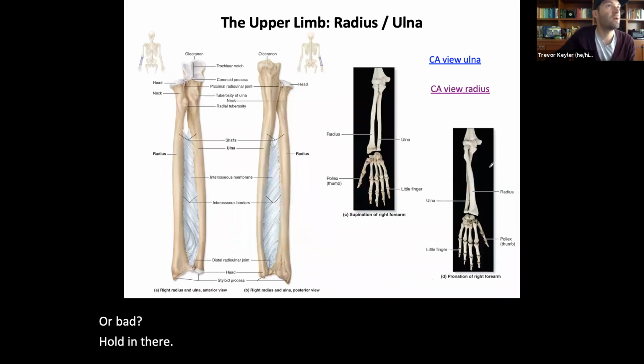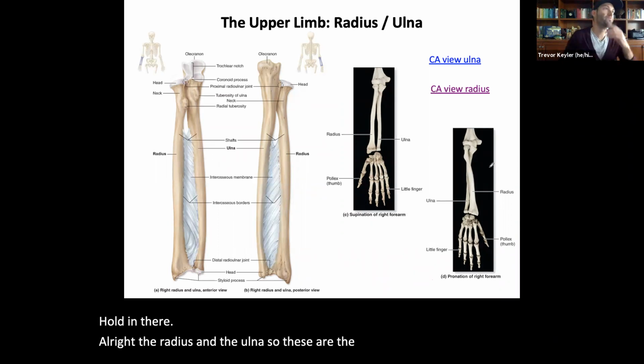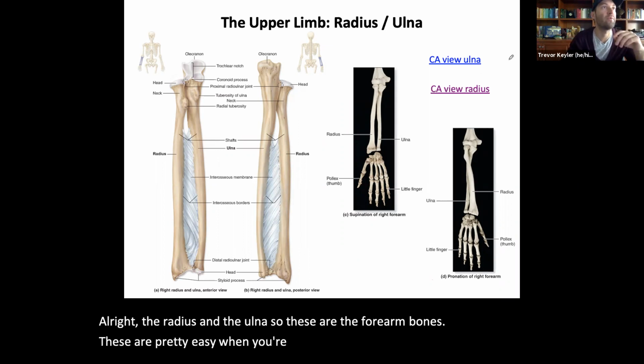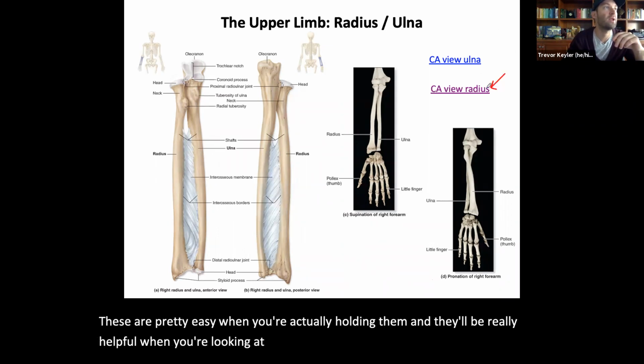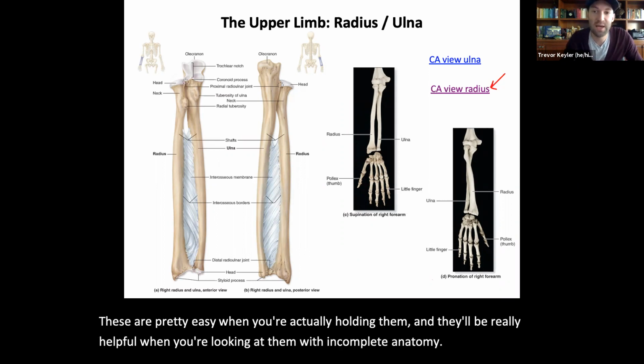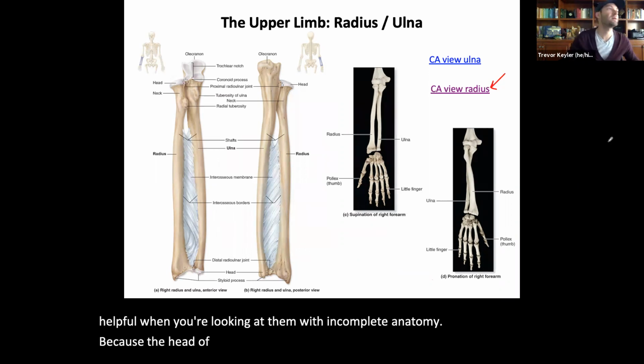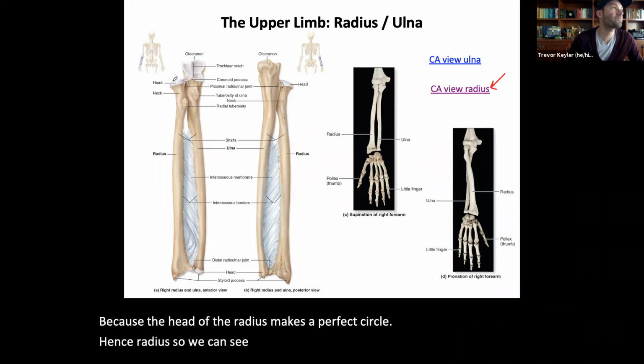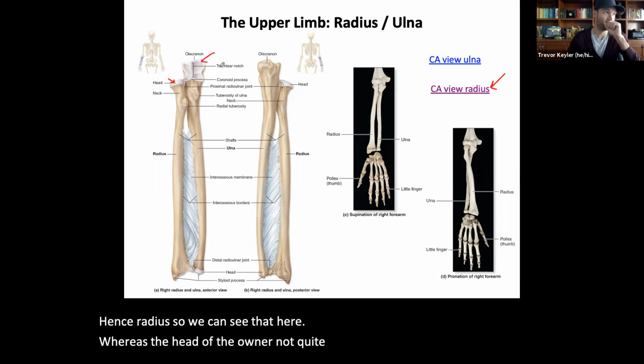All right, the radius and the ulna. These are the forearm bones. These are pretty easy when you're actually holding them, and they'll be really helpful when you're looking at them with an incomplete anatomy, because the head of the radius makes a perfect circle. Hence radius. So we can see that here. Whereas the head of the ulna, not quite the case.